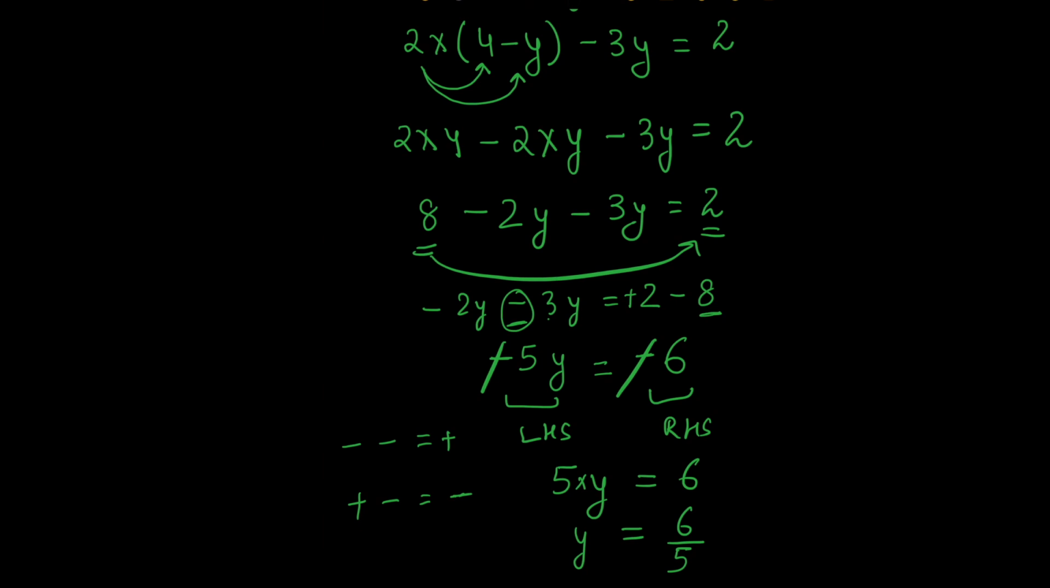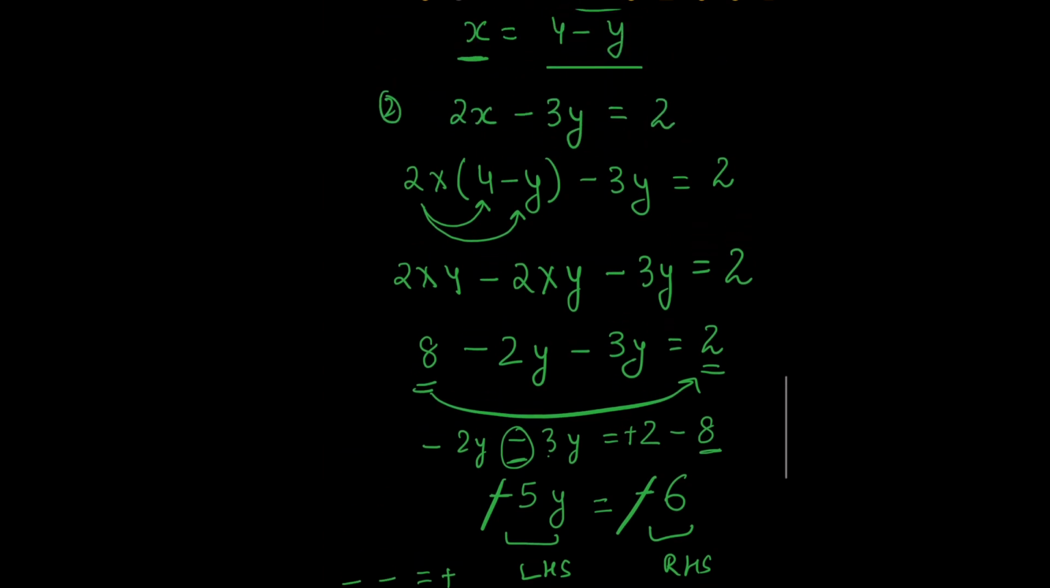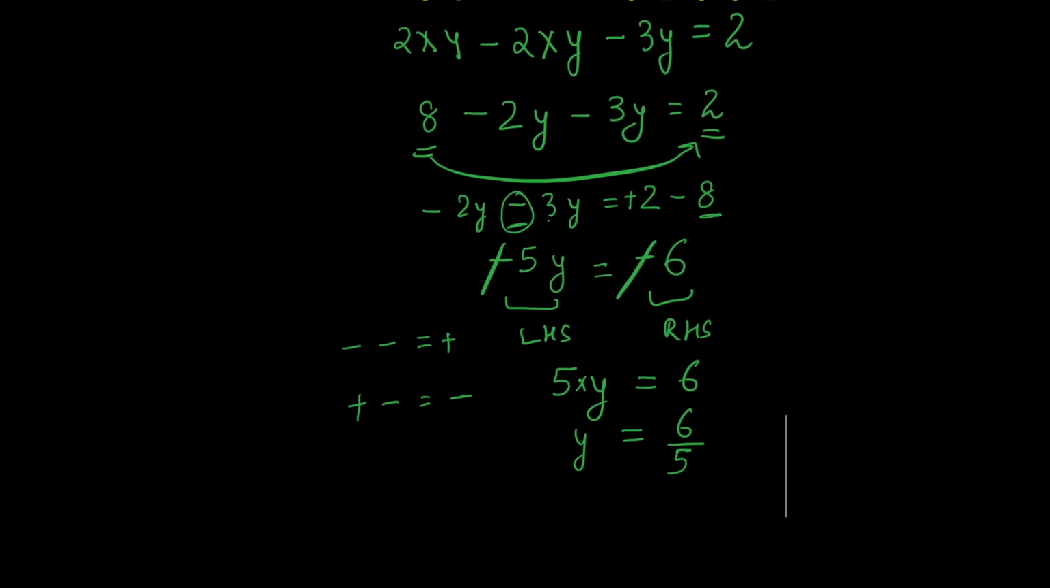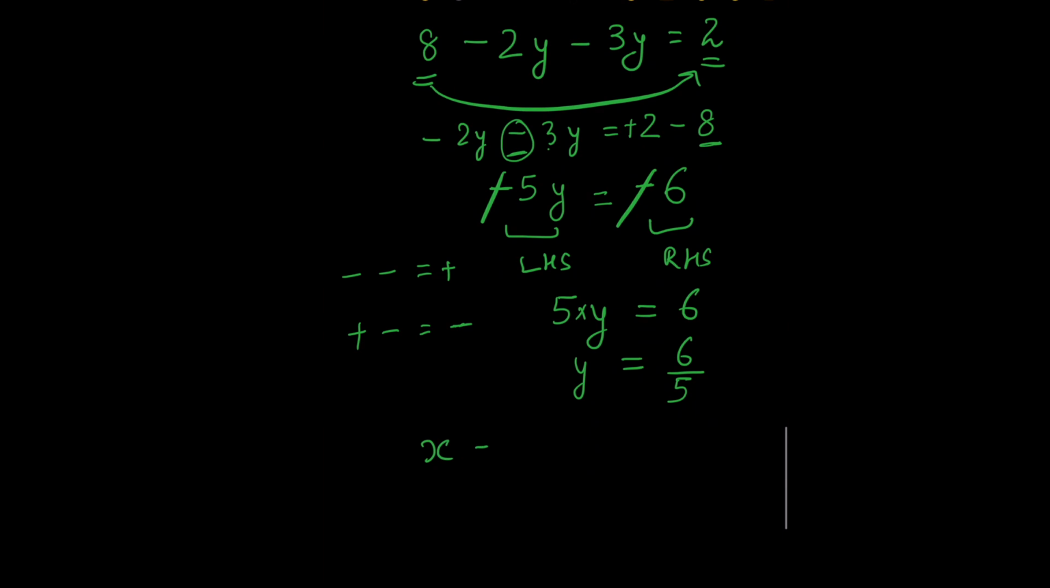And this was the same answer in the elimination method as well. So now how to get the value of x? We already know x is 4 minus y. So we will put the value of y in this equation. So going back here, x is 4 minus y, and now you are going to substitute this value here. So this becomes 4 minus 6 divided by 5.